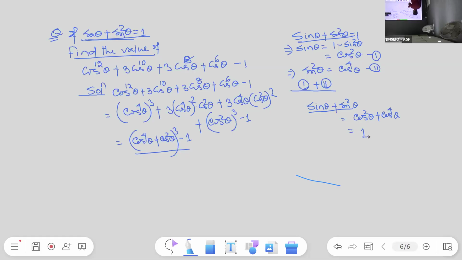So now substitute the value of cos square theta plus cos to the power 4 theta in this expression. That is equal to 1 to the power 3 minus 1. This is equal to 1 minus 1, which is equal to 0. Okay.